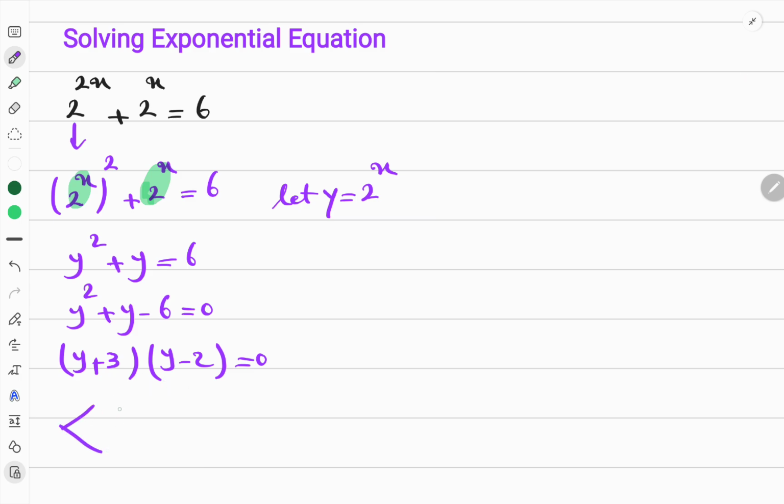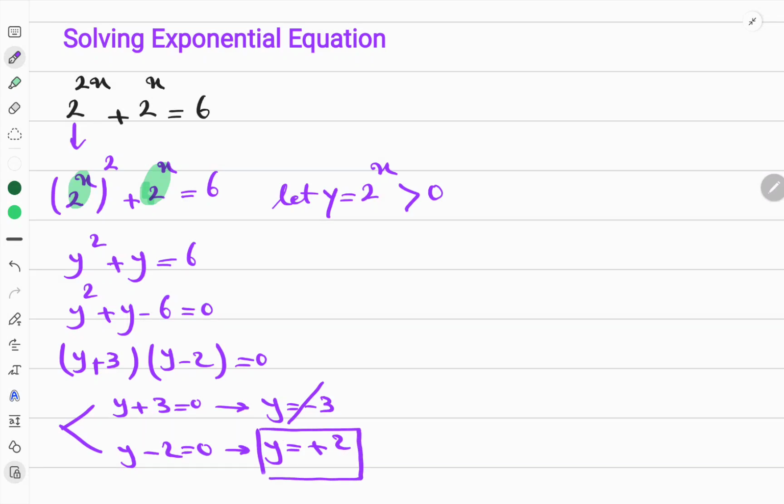And now we have the answers. Y plus 3 is 0, so y is negative 3, and y minus 2 is 0, so y is positive 2. The answer y equals negative 3 is not valid because 2 to the power of x is a positive number, so negative 3 is not accepted. The only answer for y is positive 2, which is equal to 2 to the power of x. So from this equation, x is 1, which is the final answer.